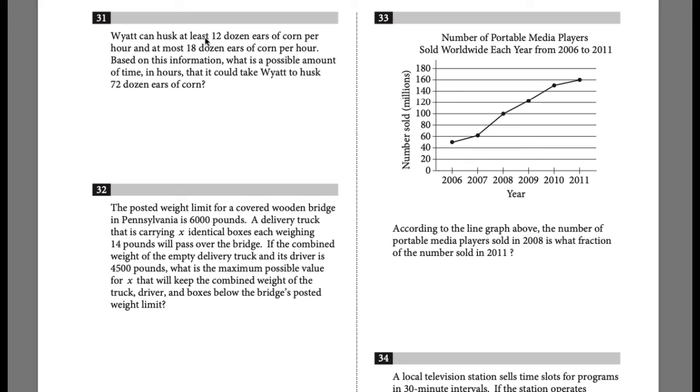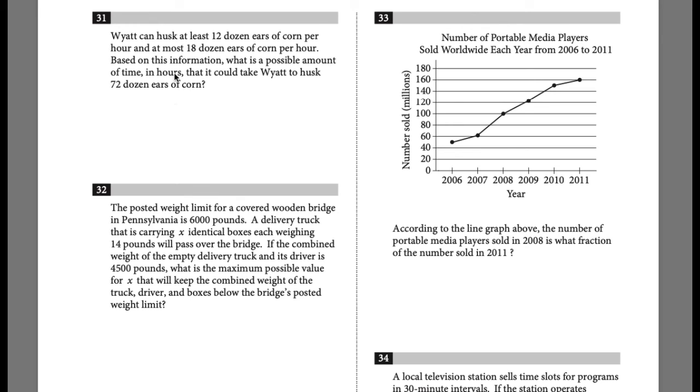Wyatt can husk at least 12 dozen ears of corn per hour and at most 18 dozen ears of corn per hour. Based on this information, what is a possible amount of time in hours that it could take Wyatt to husk 72 dozen ears of corn?